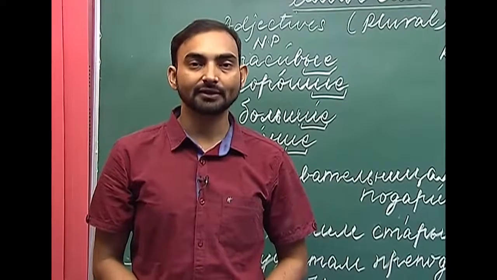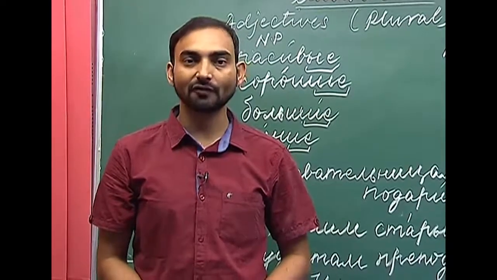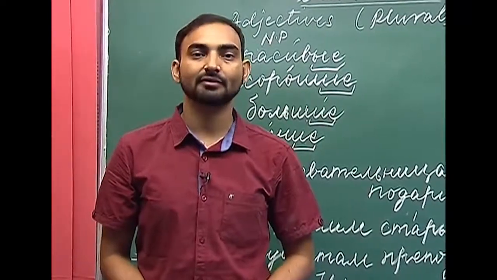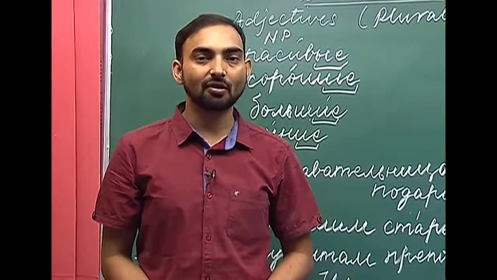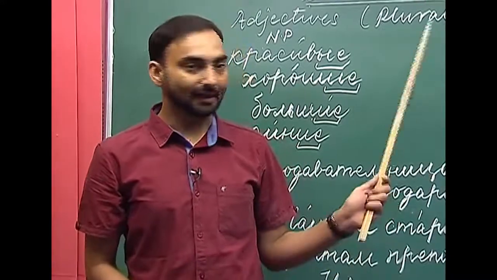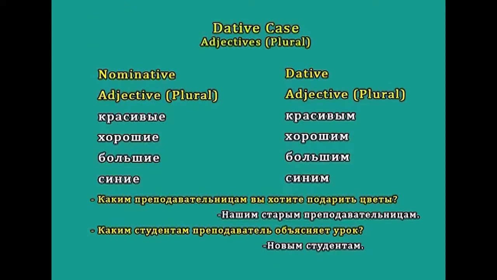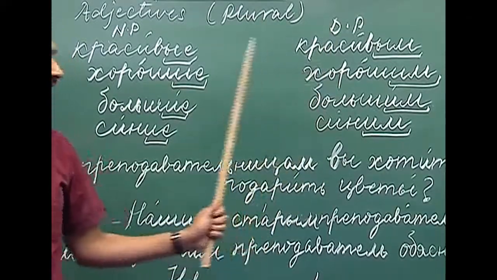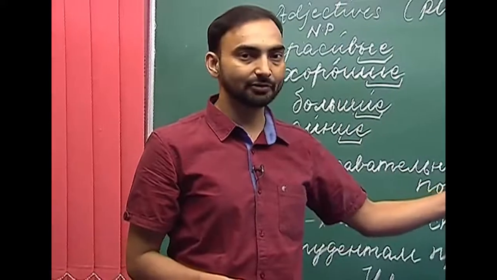So far we have learned the plural forms of nouns and pronouns. Now we will look at the plural forms of adjectives in the dative case. How do plural adjectives decline in the dative case? I have written here the nominative plural forms of the adjectives in the first column, and the second column represents their dative counterpart. How does the nominative plural change into the dative plural?